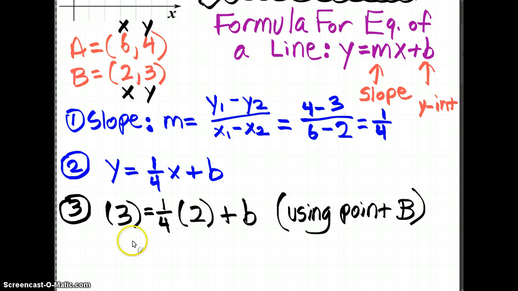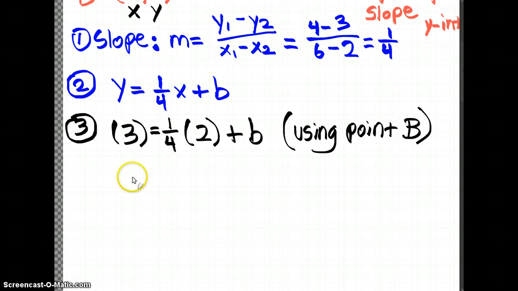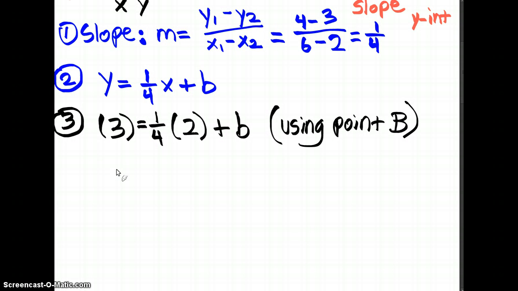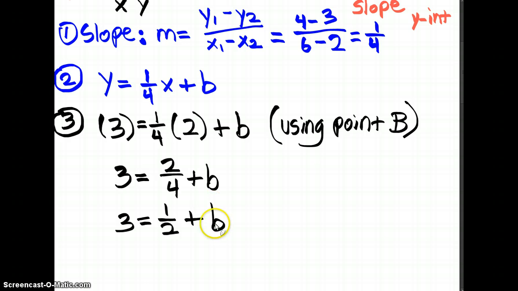Well, if we go forward and just start using our general mathematics on both the left-hand side of the equation in step 3 and on the right-hand side, what we're going to end up getting is no need for the parentheses on the left-hand side, so we just have 3. Looking at the right-hand side, we know that we have to deal with multiplication first. So 1/4 times 2 is going to give us 2 over 4 plus b. Simplifying this fraction from 2 over 4 to just 1/2, we can see now that we have the equation b plus 1/2 equals 3.